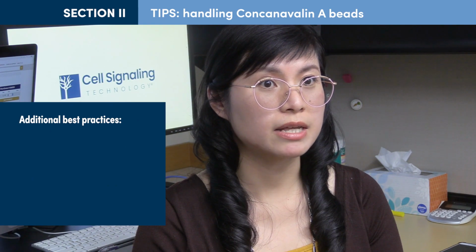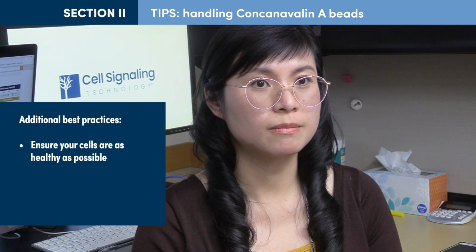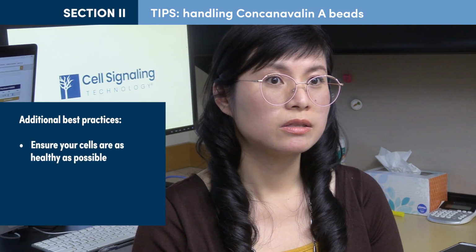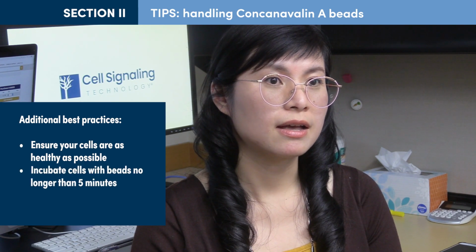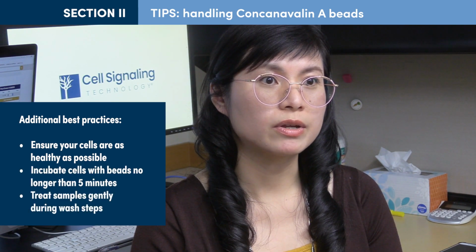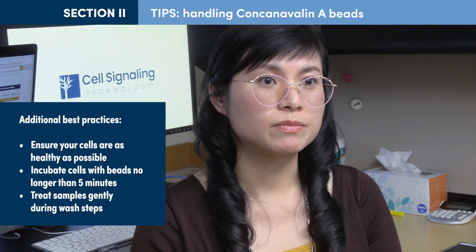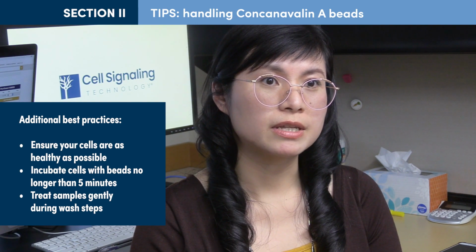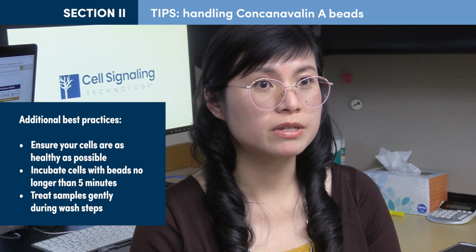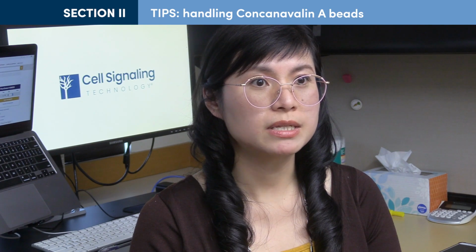Cell lysis, rather than just permeabilization, may contribute to the beads clumping. Make sure your cells are as healthy as possible before beginning the protocol. Incubating cells with beads no longer than 5 minutes in step 7 and treating samples gently during wash steps may also reduce beads clumping. If you follow these best practices and still observe beads clumping, be assured that in our internal testing, beads clumping does not negatively impact cut-and-run results.